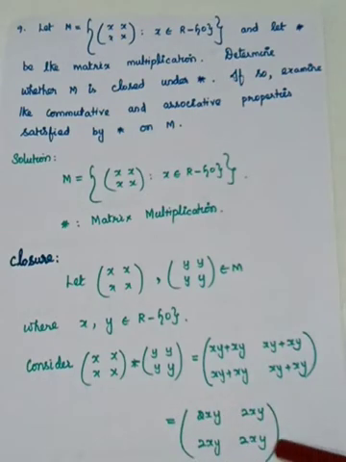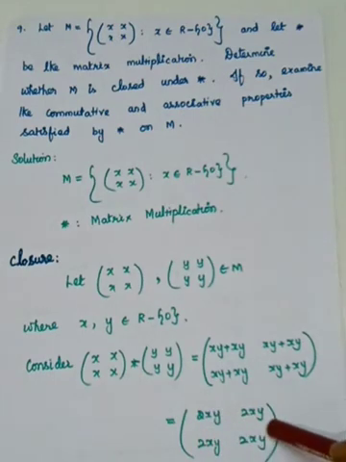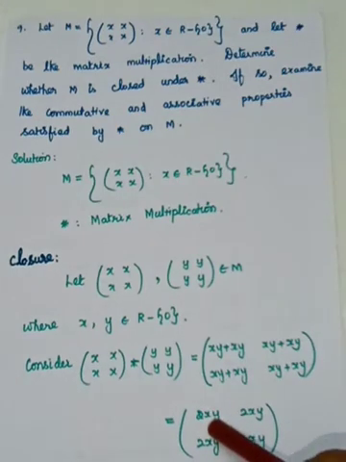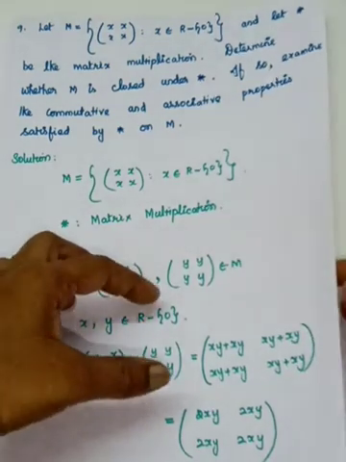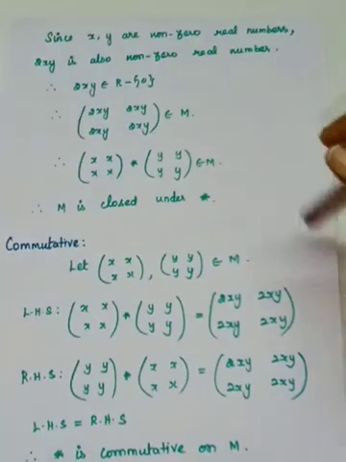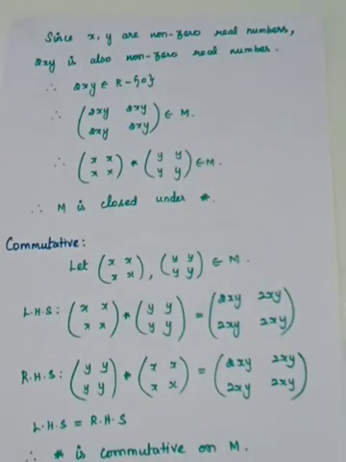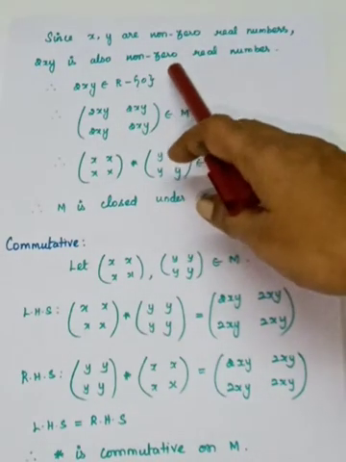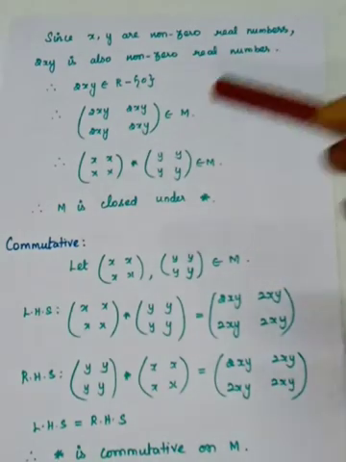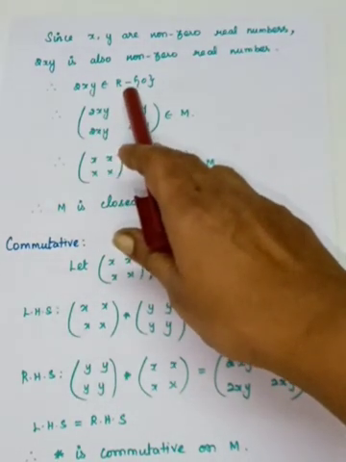Look at this element. It is a 2 by 2 matrix, and all the entries are the same. And what do we have to prove? That the entry belongs to the non-zero real numbers. Look at your x and y: they are non-zero real numbers. That means x is not equal to 0 and y is not equal to 0, so xy should not be equal to 0. So 2xy is also a non-zero real number. So 2xy belongs to R minus 0.